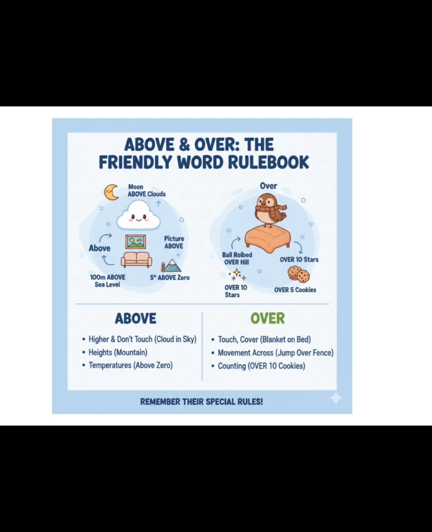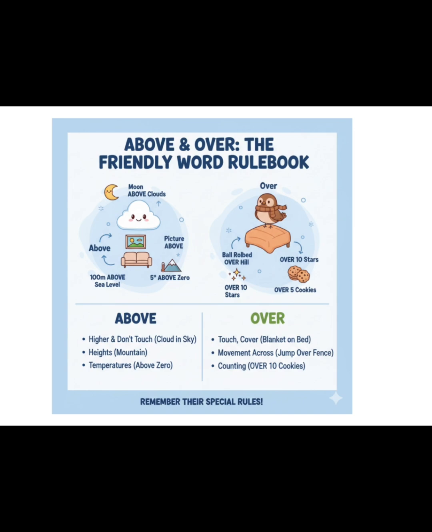He'd also say, the picture is hanging above the sofa, because there's a space between the picture and the sofa. Above also loved talking about how high things were, especially in mountains. He'd say, the mountaintop is 100 meters above sea level. He even had a special job for temperatures. If it was cold, he'd say, the thermometer is 5 degrees above zero.